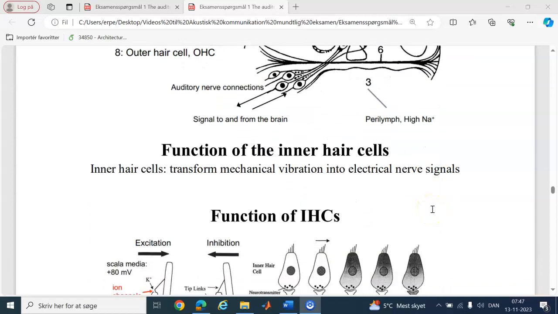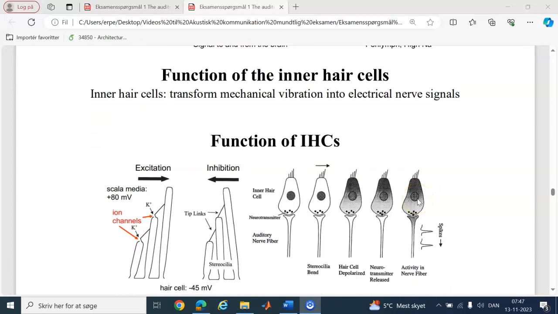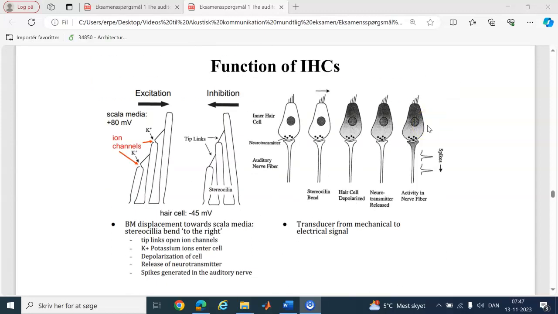Okay. Function of the inner hair cells. Inner hair cells transform mechanical vibrations into electrical nerve signals. How does it work? You have the inner hair cells with the stereocilia, and in this inner hair cell there are some so-called neurotransmitter, signal stuff, you can say.